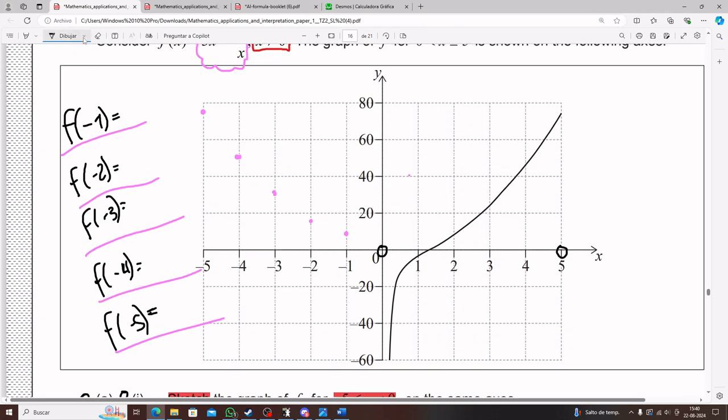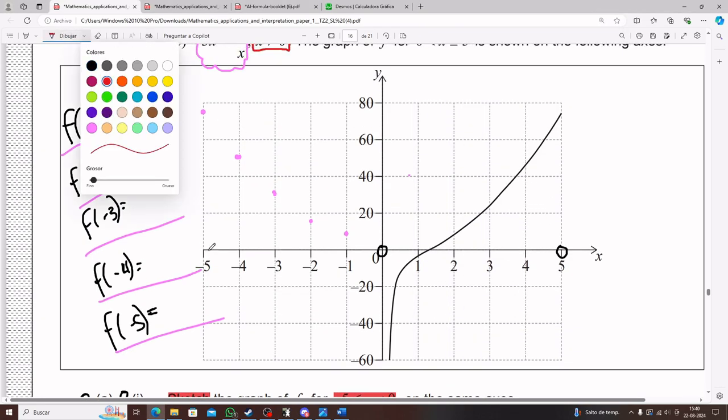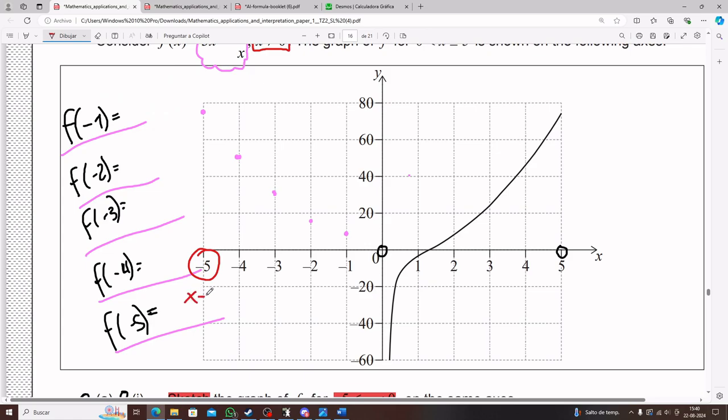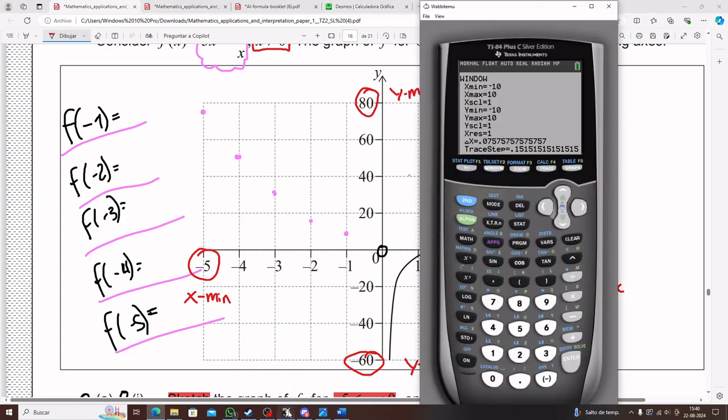And so take a good look here. It's very apparent what I have to do. This is going to be your x-min because it's your smallest x value. This is going to be your x-max because it's your largest x value. This is going to be your y-min because it's your smallest y value. And this is going to be your y-max because it's your largest y value. So once you establish that, it's suddenly very easy. So x-min is -5. X-max is going to be 5. Y-min is going to be -60. And y-max is going to be 80.